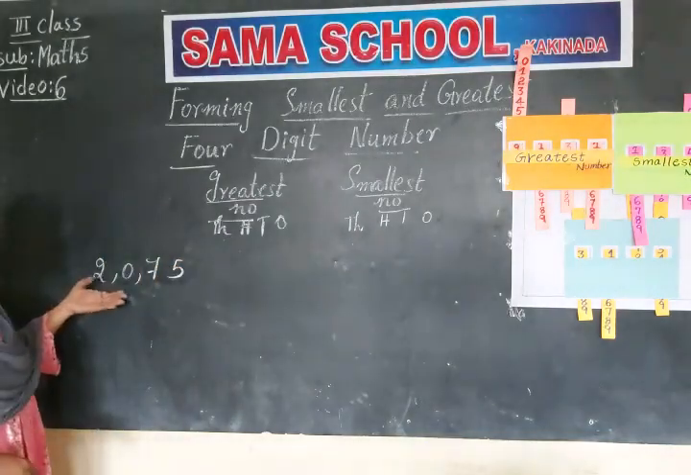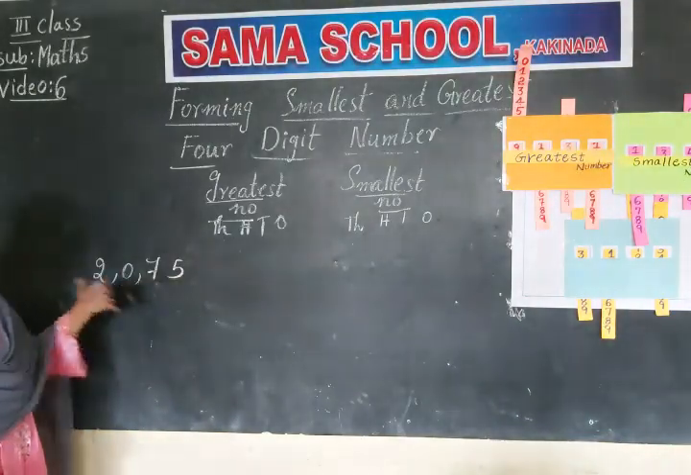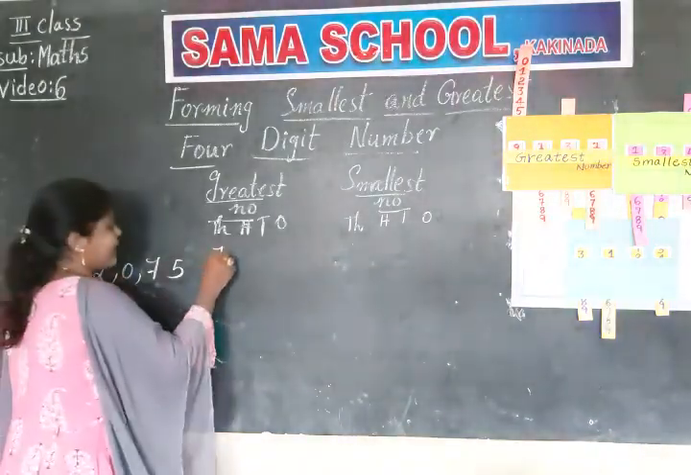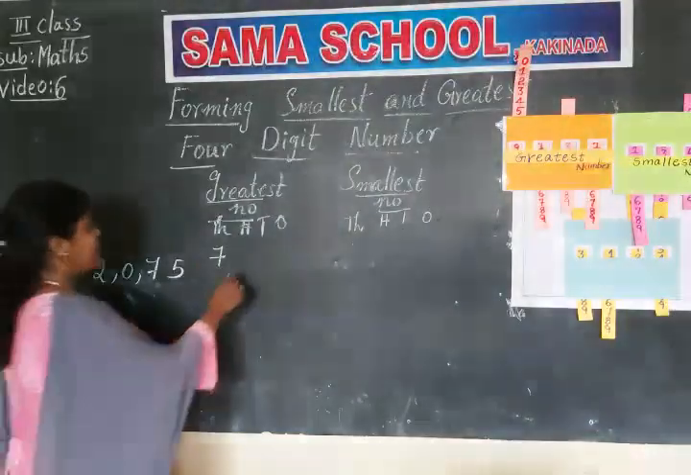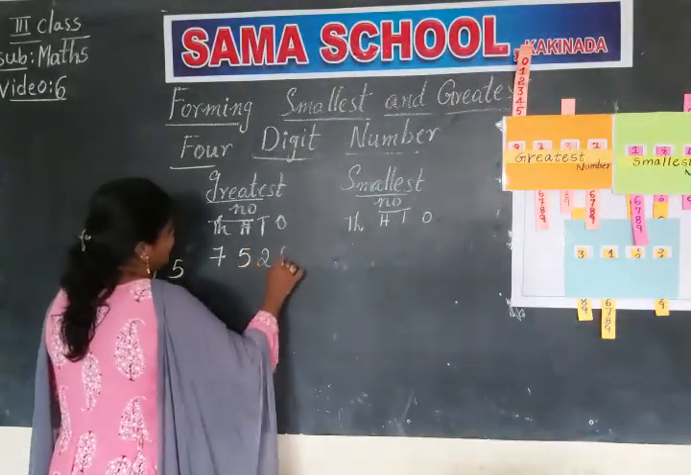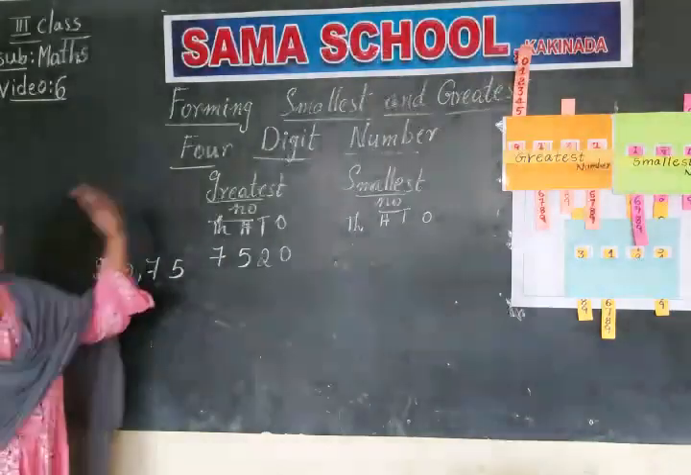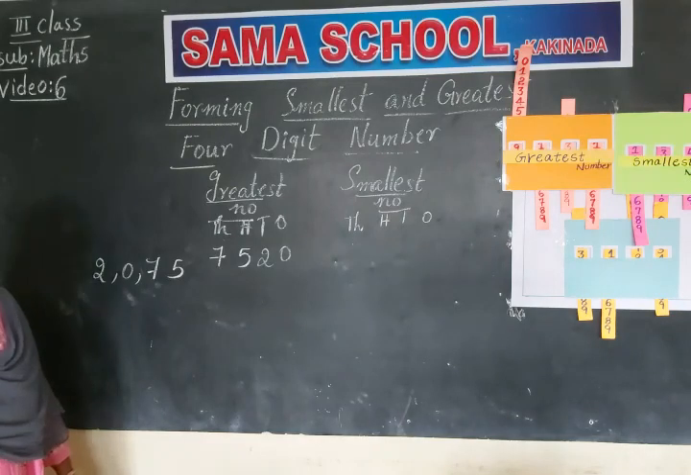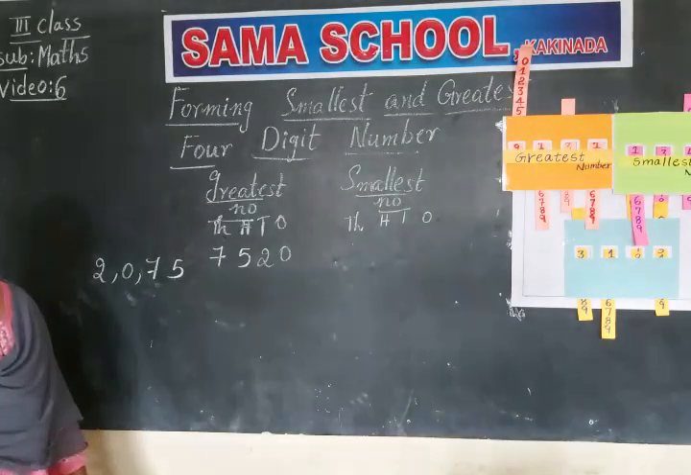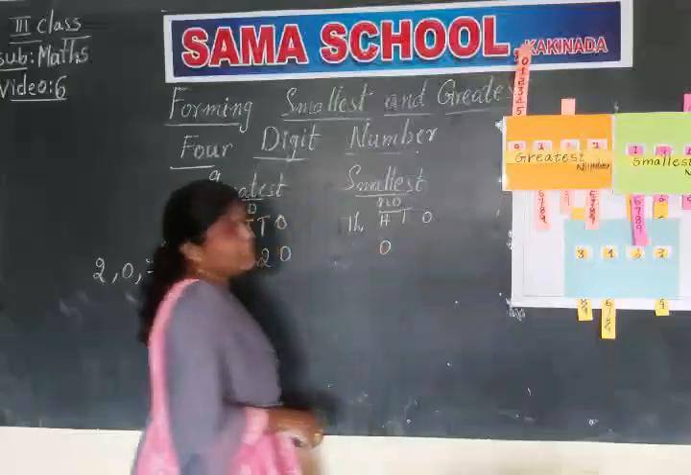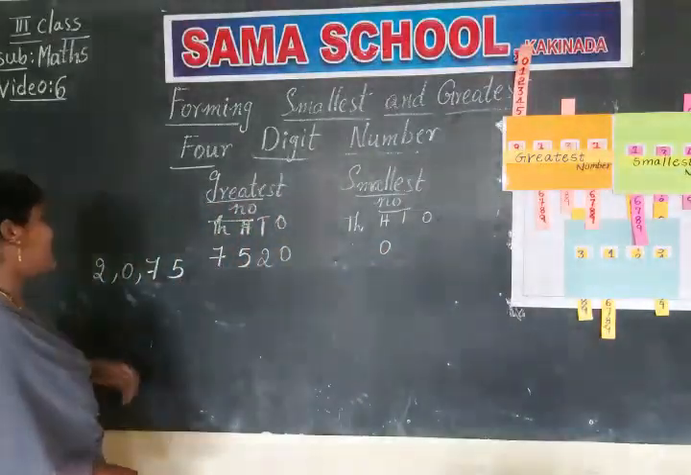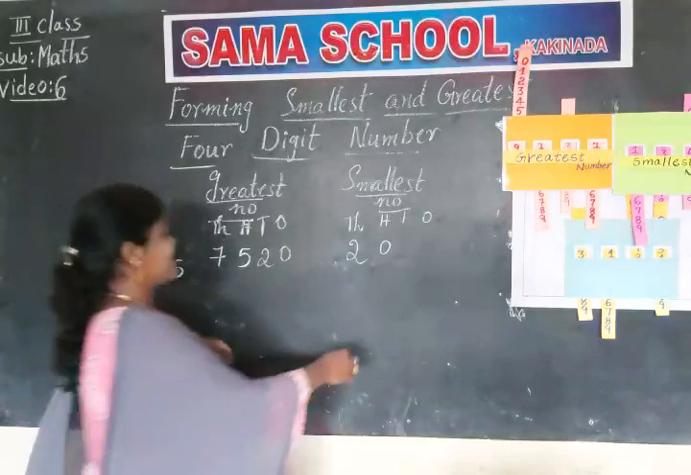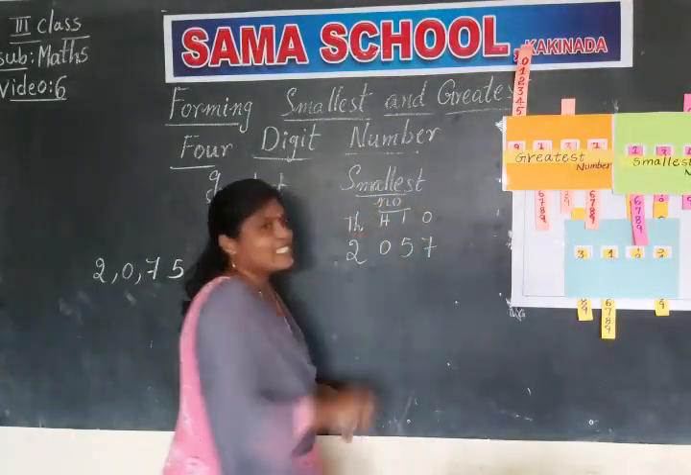See, what is this? 2, 0, 7, 5. These are 4 separate digits. What is the biggest digit? 7. Write 7 in thousands place. Next is 5. Next is 2. And next is 0. Then, while writing the smallest number, what do you have to do? You have to write the 0 in hundreds place. First write 0 in hundreds place. Now, what is the next smallest digit? 2. So write 2 in thousands place. Next is 5 and next is 7.